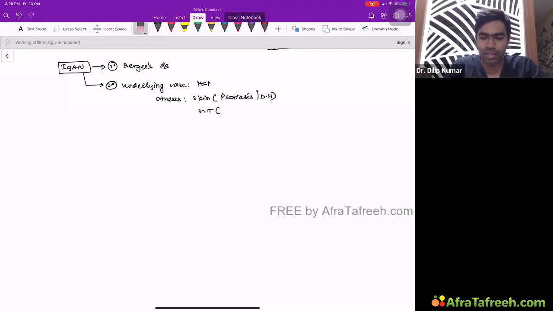What is a similar disease to dermatitis herpetiformis that happens in the stomach? I mean, that happens in the GIT. You know that. So dermatitis herpetiformis, the basic idea is gluten hypersensitivity.